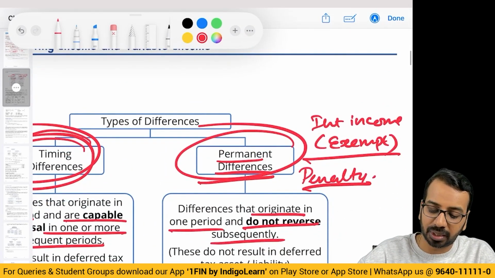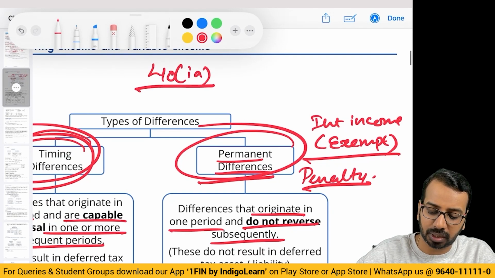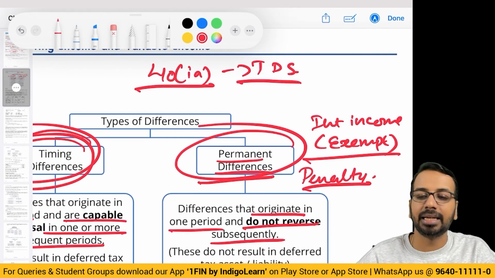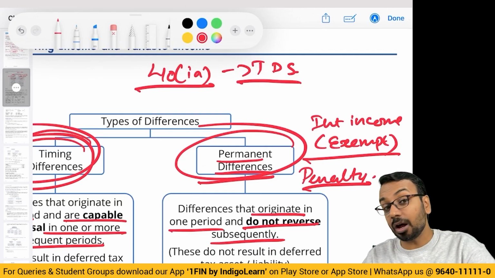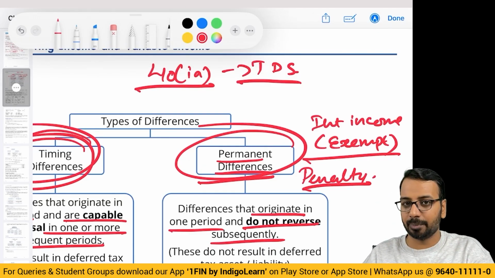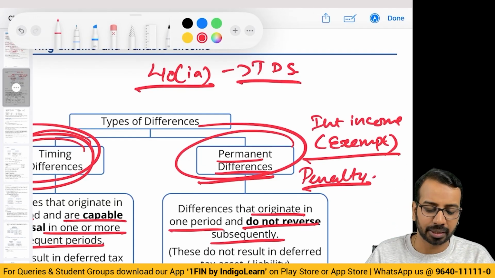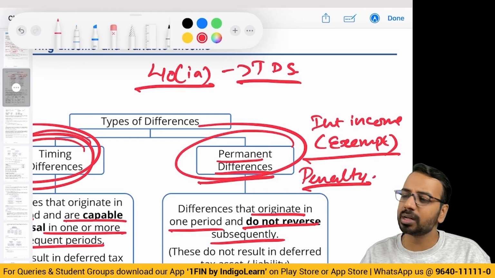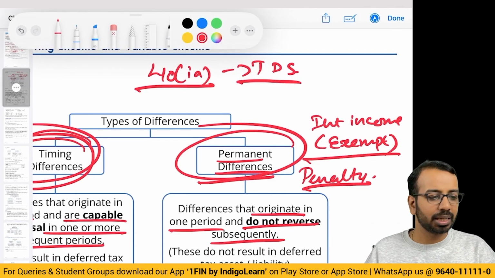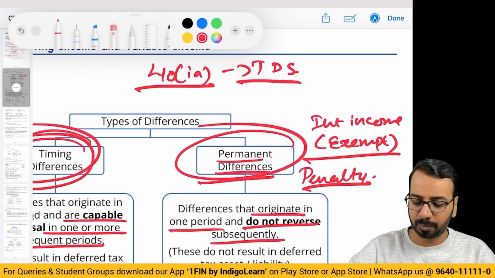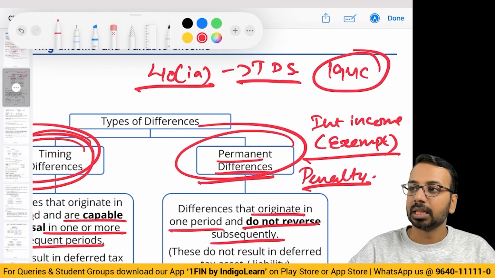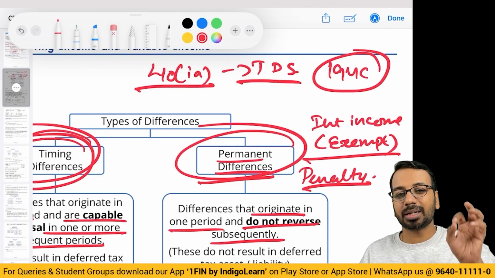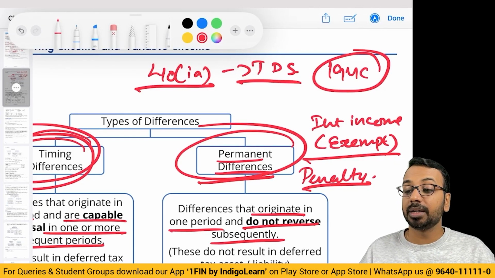Whereas, if something is disallowed under section 40(a)(ia), I have written the correct section, okay, this is with respect to, let us say, TDS. Now, if something is disallowed with respect to TDS, for example, you made payments to some contractor, you did not deduct TDS, and the amount is disallowed. What is the amount disallowed if I don't deduct TDS under section 194C? If I don't deduct TDS under section 194C, what is the amount of expense that will be disallowed?